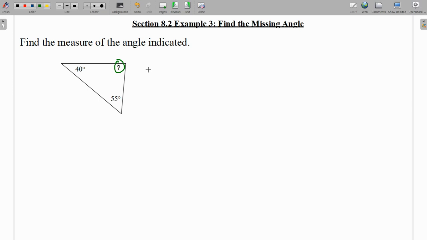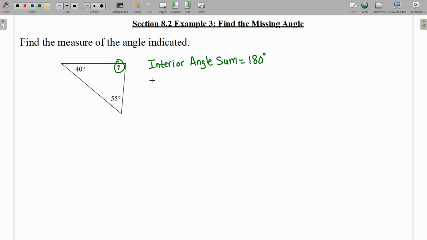So one of the things that you need to know in order to solve this is that the interior angle sum has to be equal to 180 degrees. So when you have a triangle, the sum of the interior angles needs to be 180 degrees, regardless of what size the triangle is, whether it's a really small one or a really large one. So in this particular problem, I'm going to use this interior angle sum of 180 degrees to help me solve for this unknown.